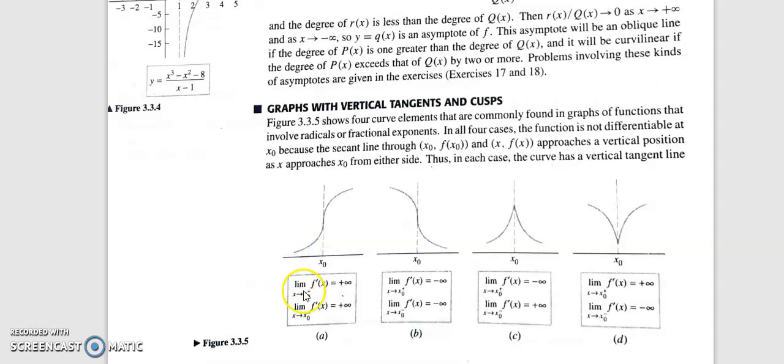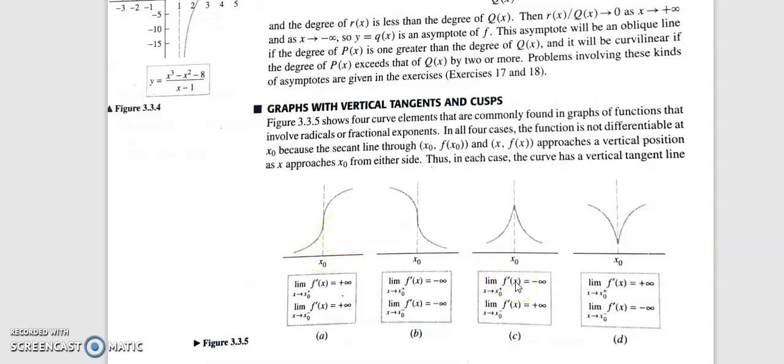At such points, if the limit as x tends to x naught plus of f dash is equal to plus infinity, and the limit as x tends to x naught minus of f dash of x is equal to plus infinity, and again if both the limits are equal to minus infinity, then the curve will have this particular shape. Here you have a vertical tangent, and the concavity is changing. The graph changes from concave up to concave down, and here from concave down to concave up. So here x naught will be an inflection point.